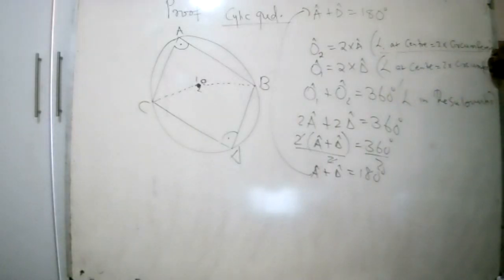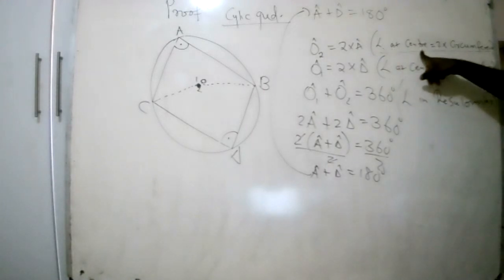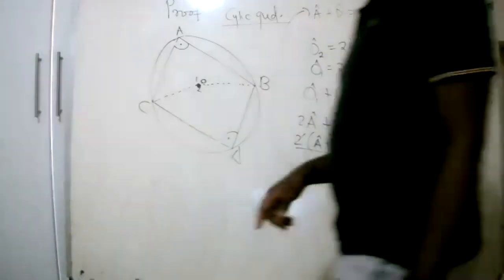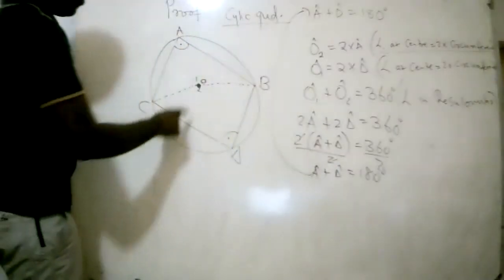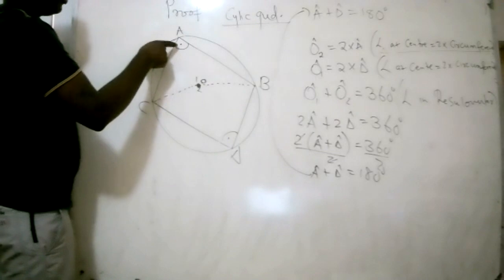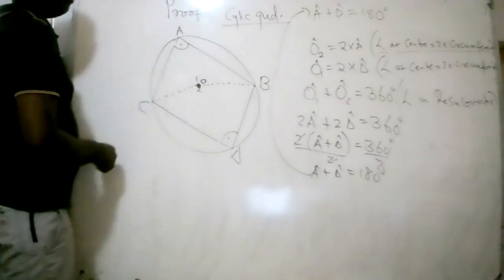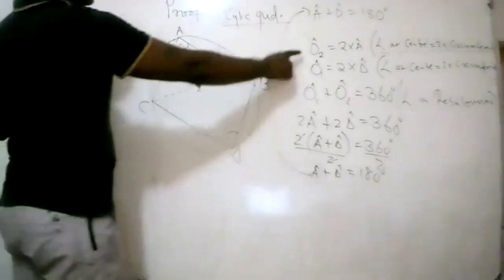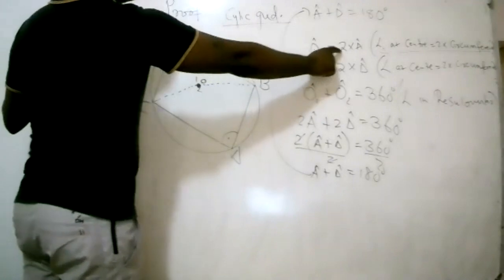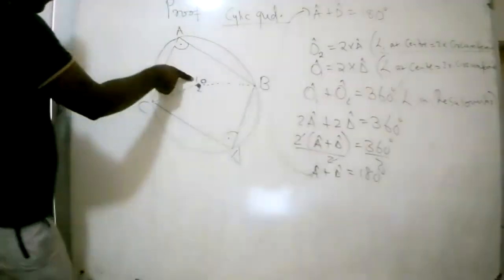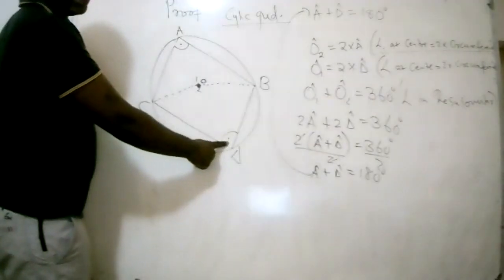We are taking advantage of the theorem we did last time, which says the angle at the center is twice the angle at the circumference. I believe you still remember that theorem, wherein angle O2 must be equal to 2 times angle A, by using the theorem of angle at the center is twice the angle at the circumference. So that is what we have here. O2 will be equal to 2 times A. And the same thing we do for O1. So O1 will be equal to 2 times angle D down there.